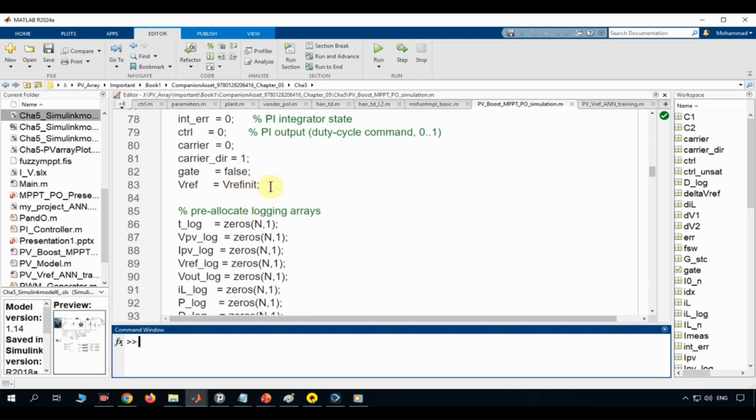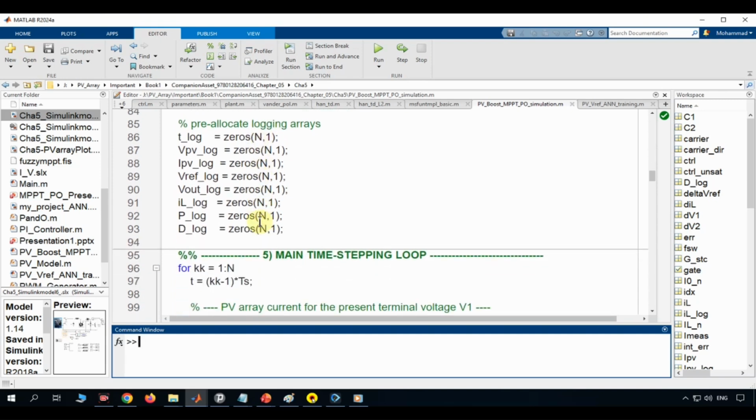Finally, we pre-allocate arrays for logging VPV, IPV, and the inductor current over the simulation time. Pre-allocating arrays in MATLAB is a best practice. It makes the code run much faster by avoiding dynamically resizing arrays inside the loop.